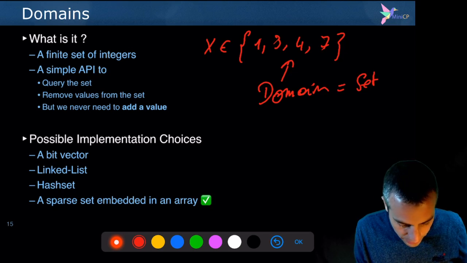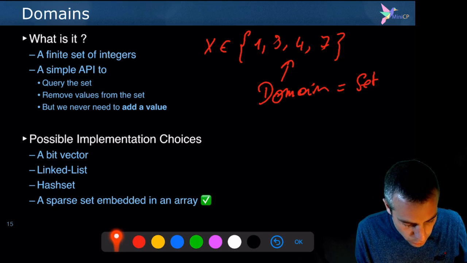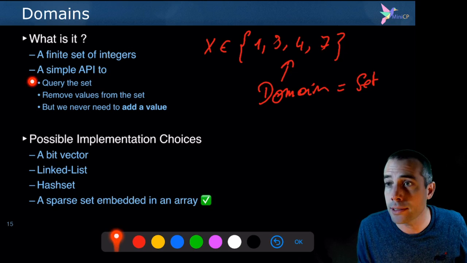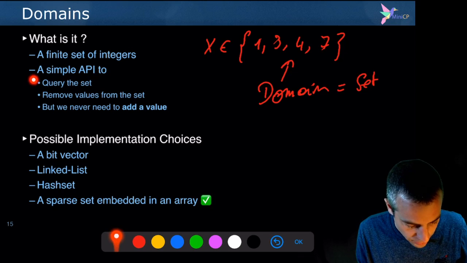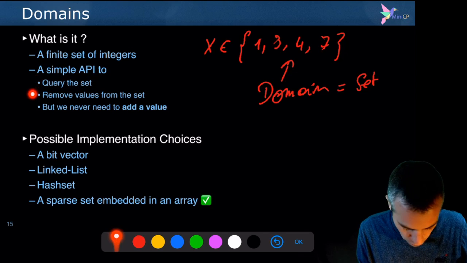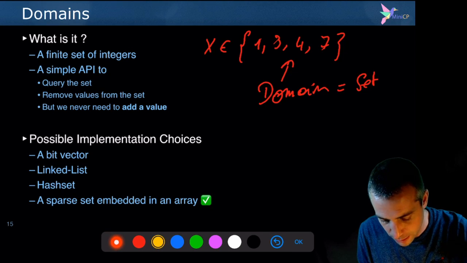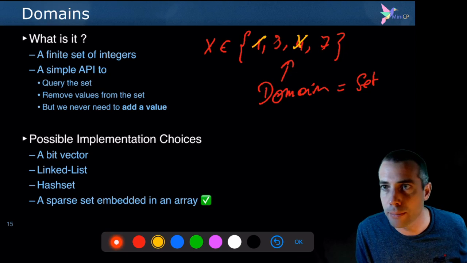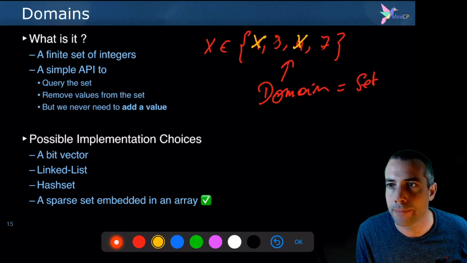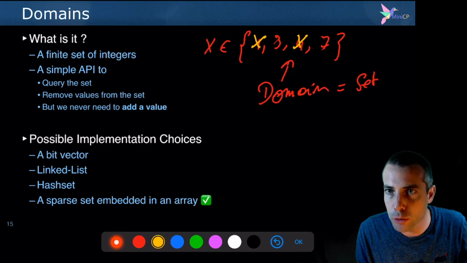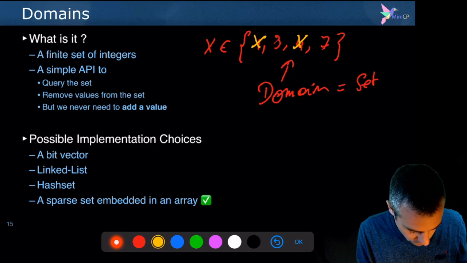So you need an API for implementing the domain that allows you to query the set to ask what are the values that are still present in the domain, but you also need to remove values. If you remember the pruning, we should be able to remove values from the domain easily. We will never add new values, but we will remove values.